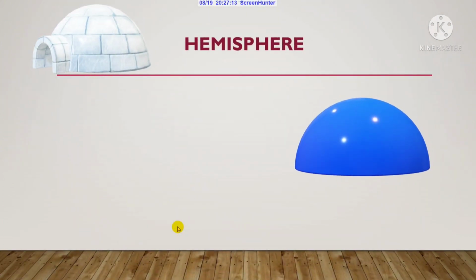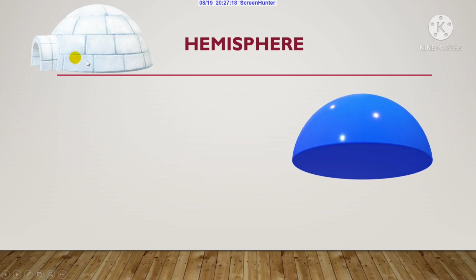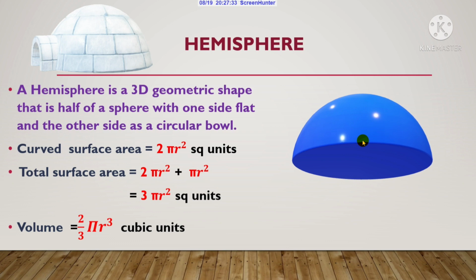Have you seen this? What do we call it? This is an igloo. It is in the shape of a hemisphere. That means if you cut a solid sphere into half, you will get a hemisphere. A hemisphere is a three-dimensional geometric shape that is half of a sphere with one side flat. You can see here one side is flat and the other side is a circular ball. What is the curved surface area?